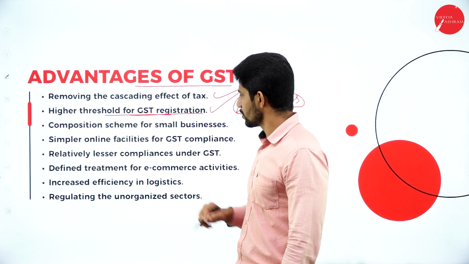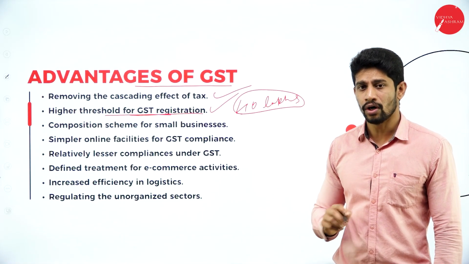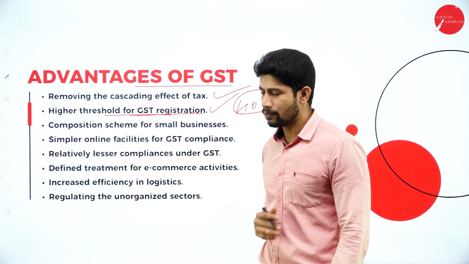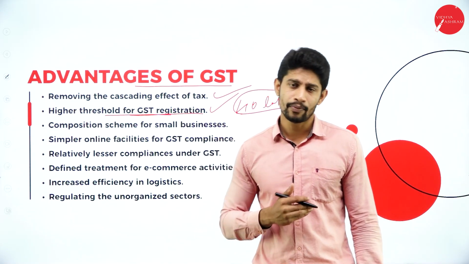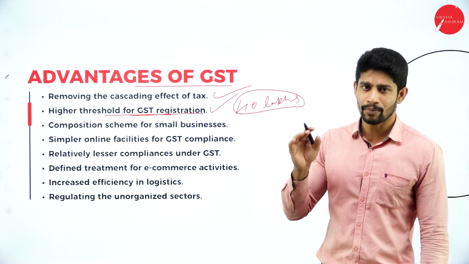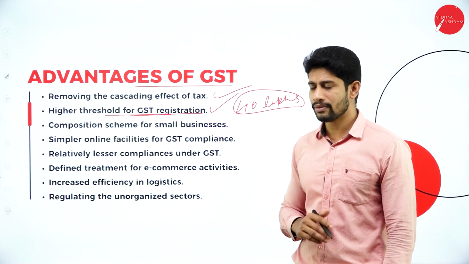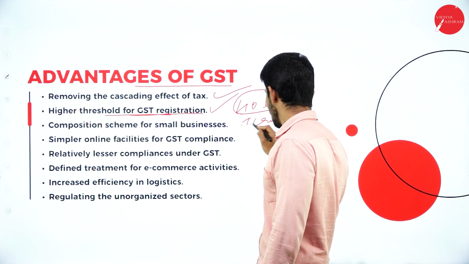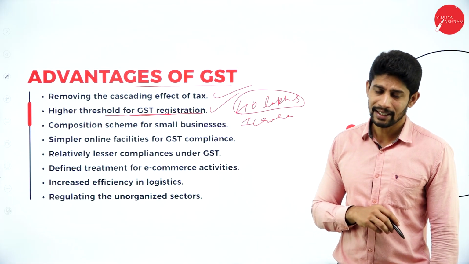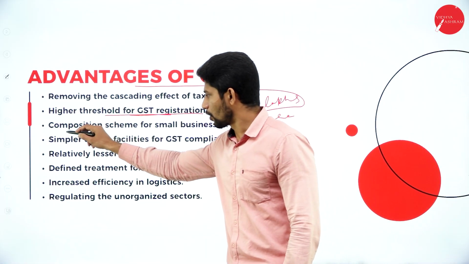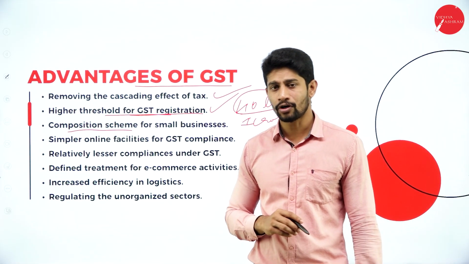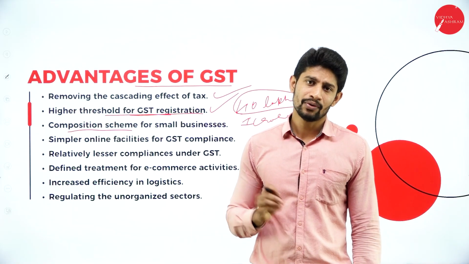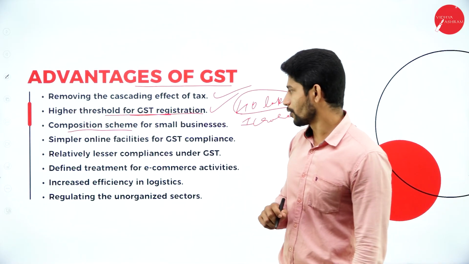Next, composition scheme for small businesses. Earlier to GST, in the earlier indirect tax structure, we didn't have this kind of composition scheme. Here in GST, we have the composition scheme. That means if any business entity's turnover is less than 1 crore, then they can opt for the composition scheme, where a fixed rate of GST will be collected or imposed on the turnover.